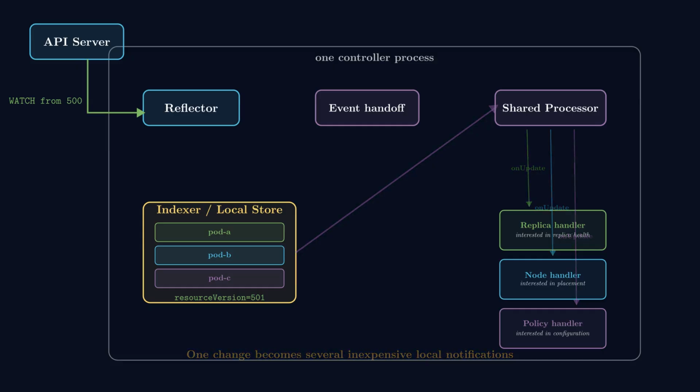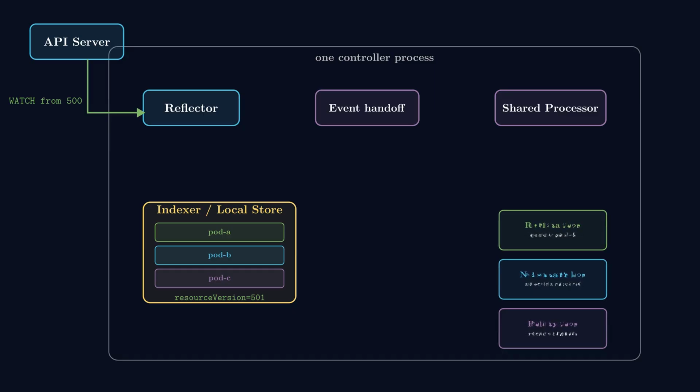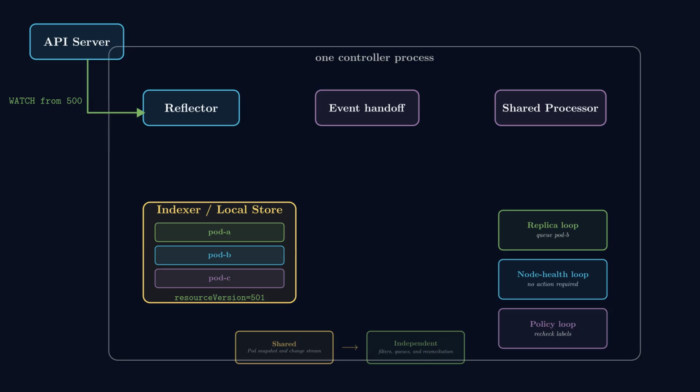The same pod change can mean different things to different control loops. The replica loop may decide that pod B needs to be checked again. The node health loop may see no problem and do nothing. The policy loop may check whether the pod still follows the required rules. They all receive the same update, but each one responds in its own way.